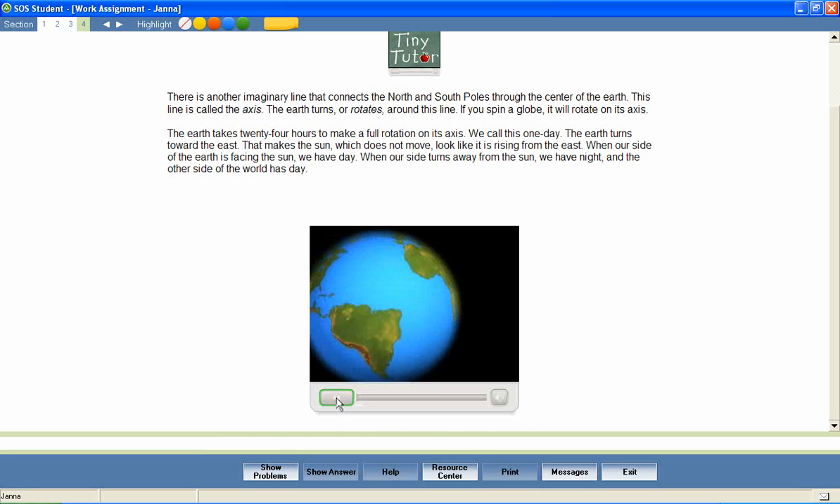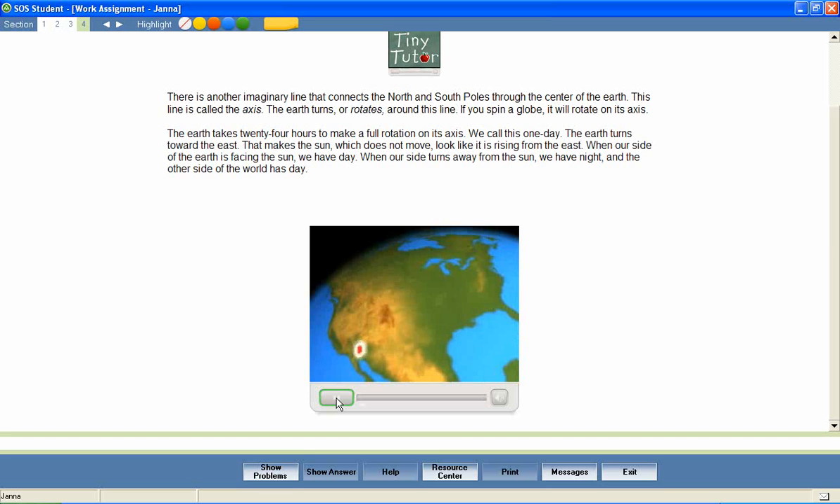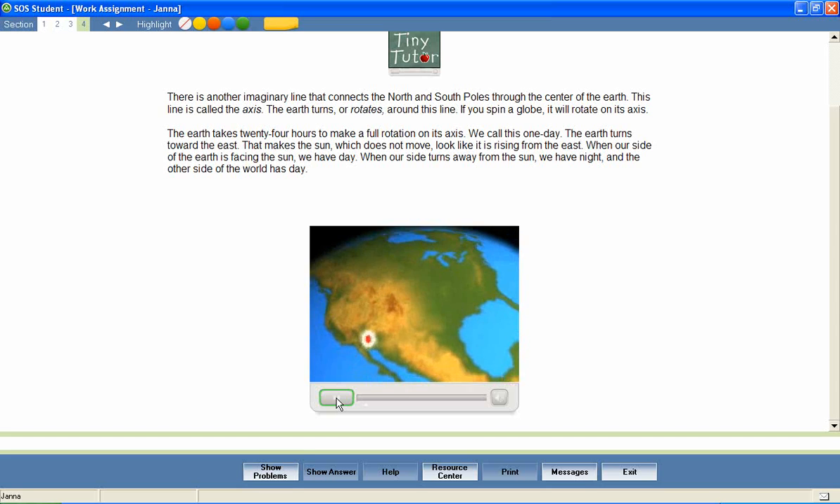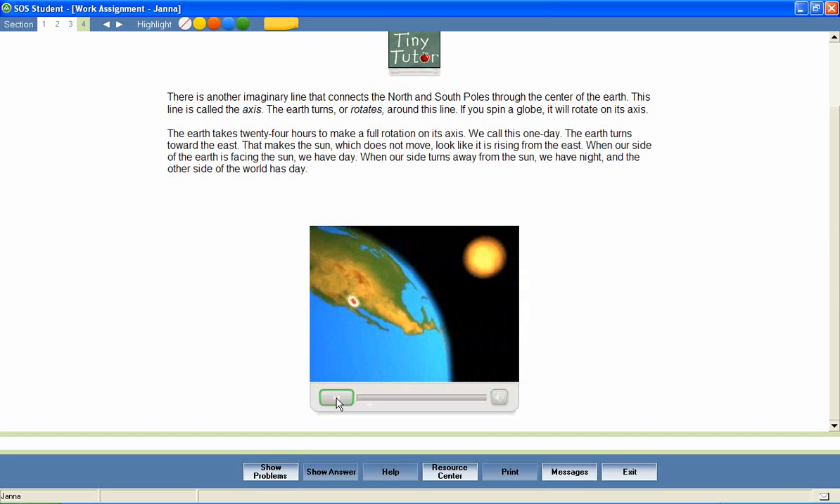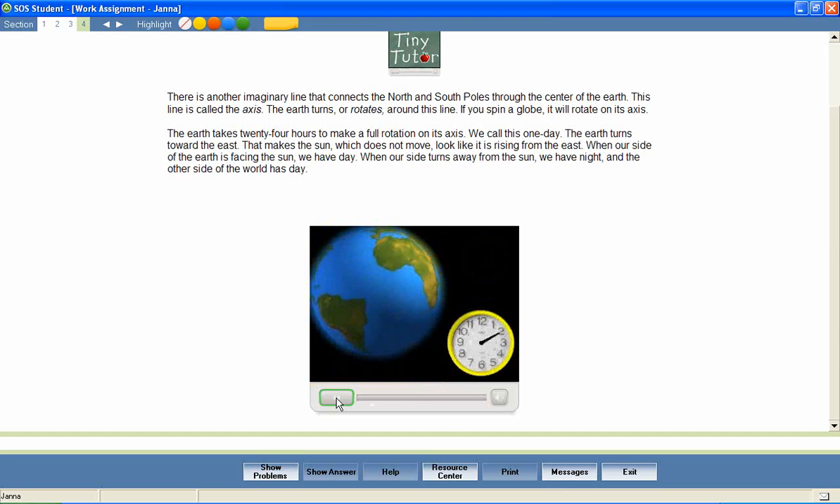This globe is a round map of the Earth. This spot shows where I am, and here's the sun. Every 24 hours, the Earth spins once on its axis. That's called making a rotation. It spins toward the east. That's why the sun appears to rise in the east every morning.